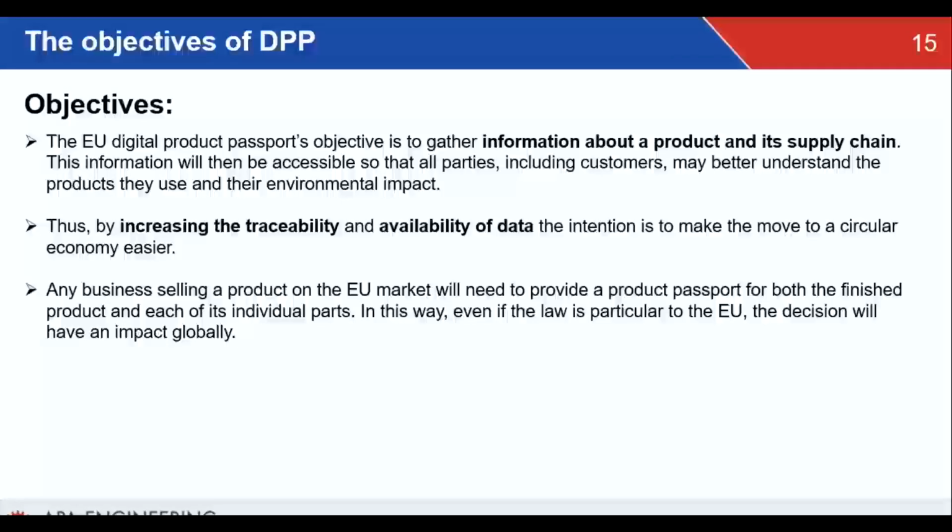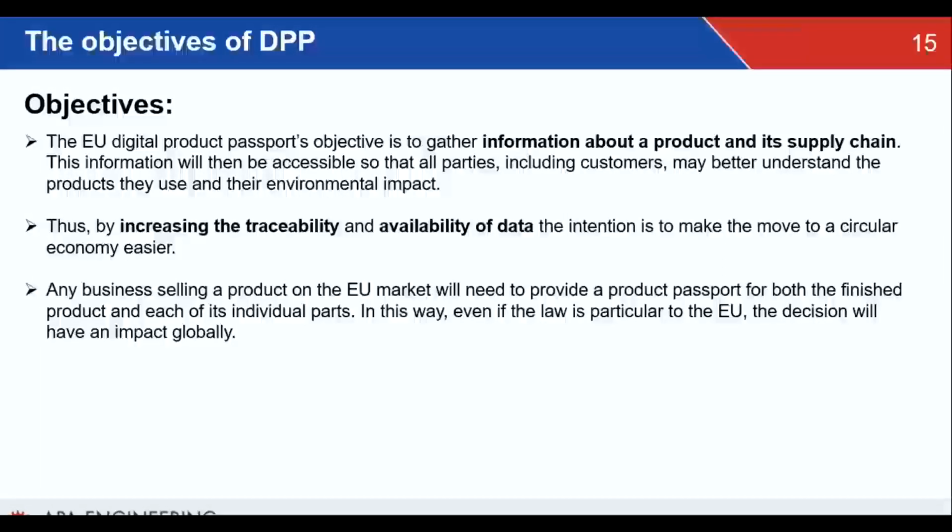So the objective of the digital product passport is to gather sustainability related information about the product and its supply chain. This information will then be accessible so that all parties, customers, consumers, other economic operators and other authorities may understand the product they use and their environmental impact. Thus, by increasing the traceability and availability of data, the intention is to make the move to a circular economy easier.